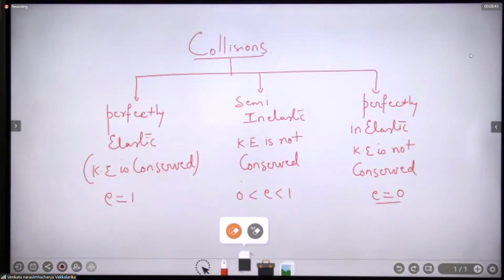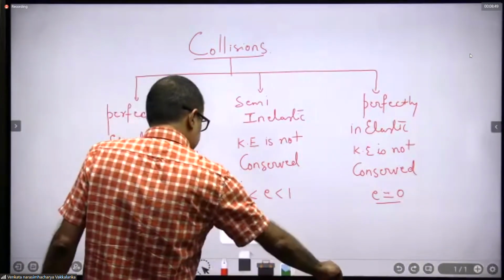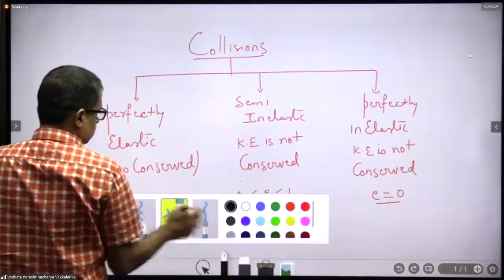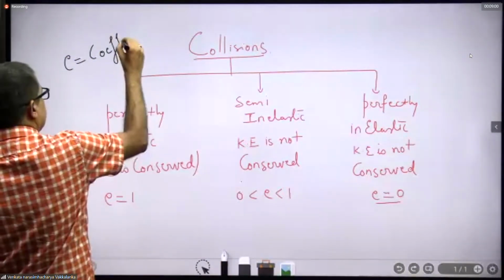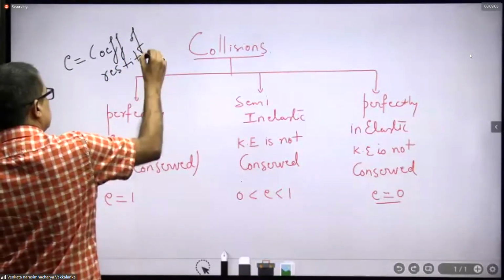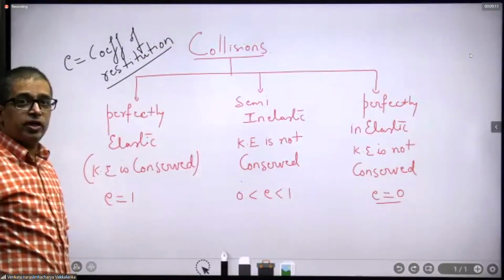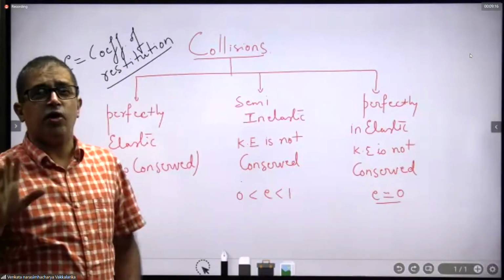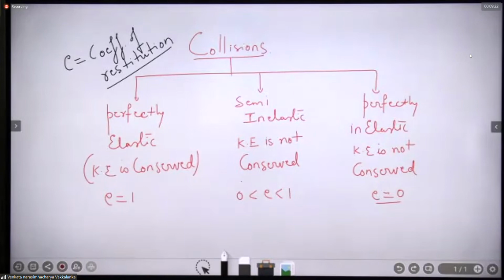So can you repeat what e is? Coefficient of restitution. And what is this coefficient of restitution? Technically, it is impulse of reformation upon impulse of deformation. I'll derive that. First of all, take it down till here.